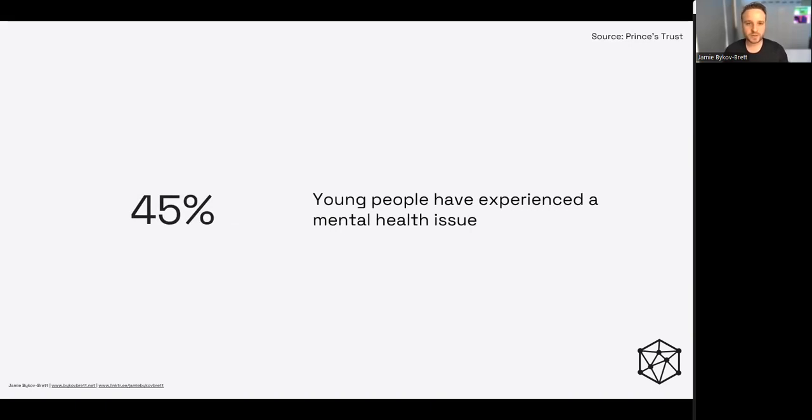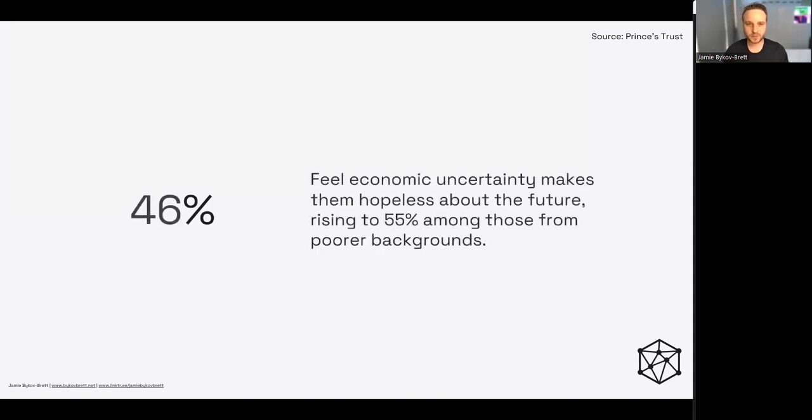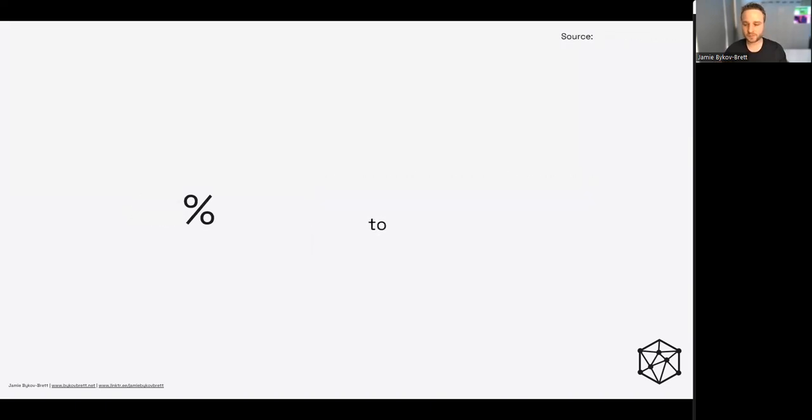45% of young people have experienced a mental health issue. 56% of young people feel constantly anxious. That's over half. 46% feel economic uncertainty makes them hopeless about the future, rising to 55% among those from poorer backgrounds.